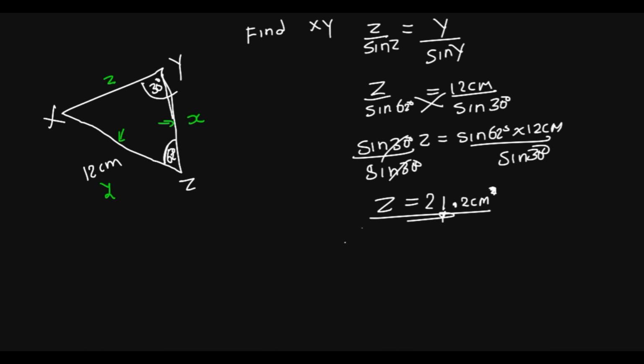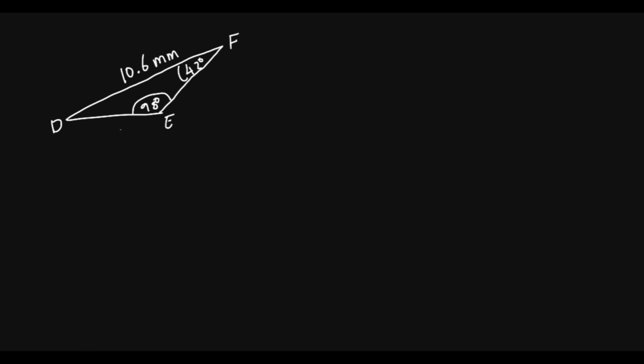Okay, let's have one more question for this lesson. Let's say we have this triangle here. Then here we have 98, 10.6 millimeters here. Then here we have 42, F, then D, E.